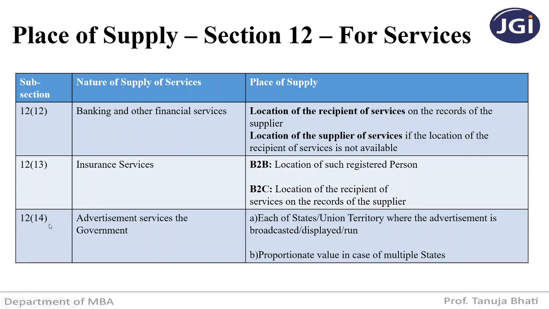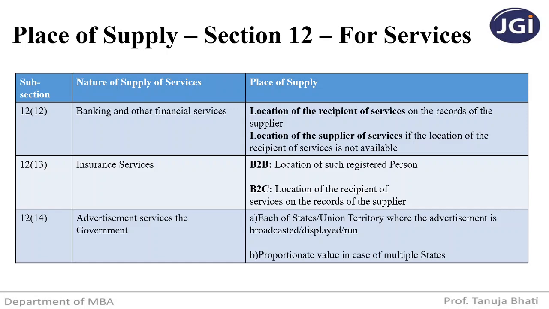Next, section 12 subsection 14. If the nature of supply of service relates to advertisement services by the government, then the place of supply is each of the states and union territories where the advertisement is to be broadcasted, displayed or run. Many a time advertisement services are taken by the government. So whichever state or union territory the government wants the advertisement to be broadcasted, displayed or run in, that particular state will be the place of supply.